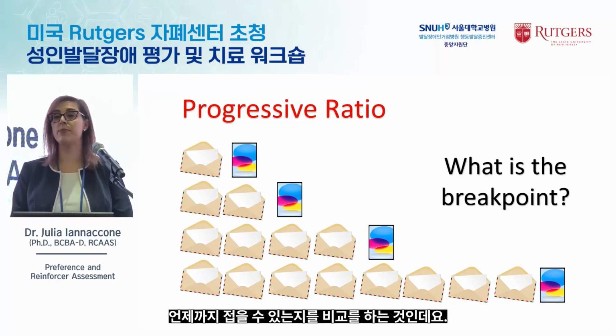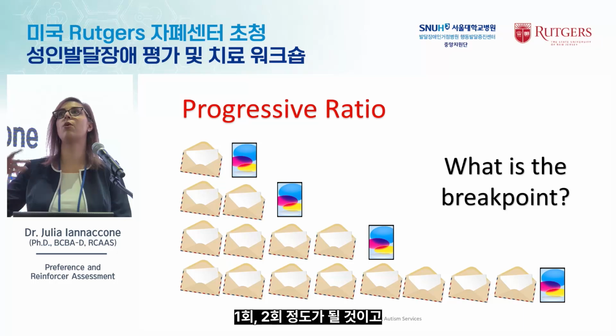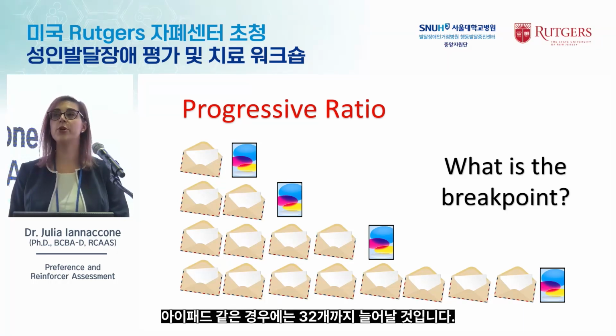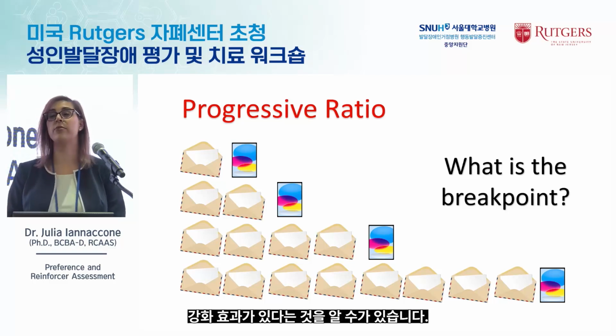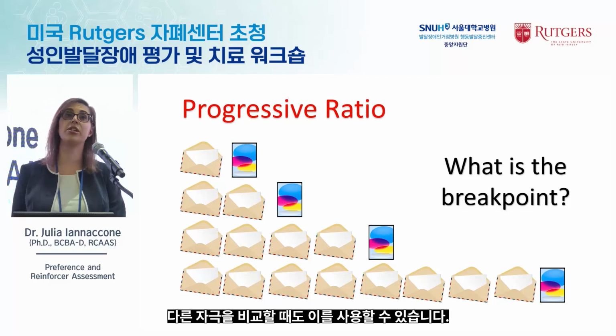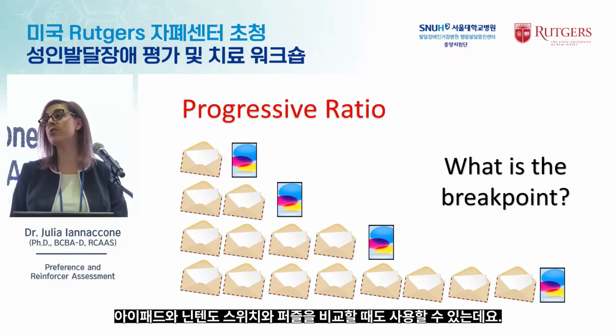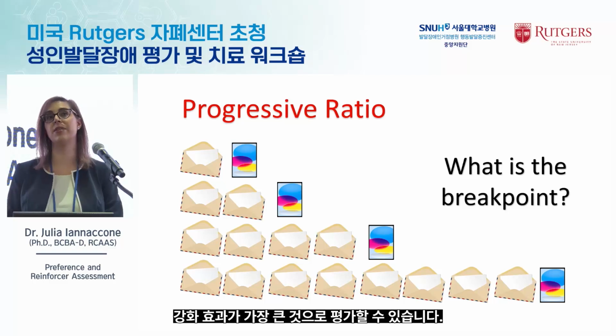So if you see that maybe the break point for the extinction condition is like maybe 1 or 2 schedule requirements, and for the iPad they'll go all the way up to 32 envelopes, then you know that the iPad is reinforcing. You could also use this to compare different preferred stimuli. So if you wanted to compare the iPad to the Switch to a puzzle, you can do that too. And whichever one has the highest break point is the most reinforcing item that you have.